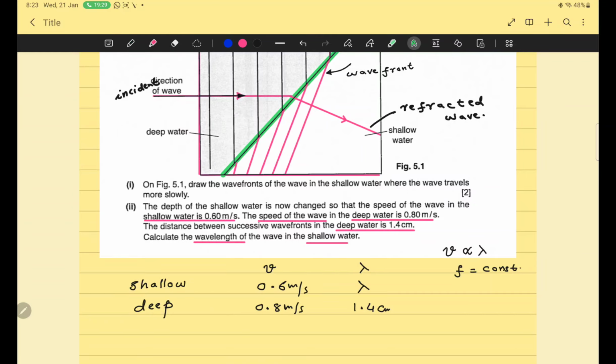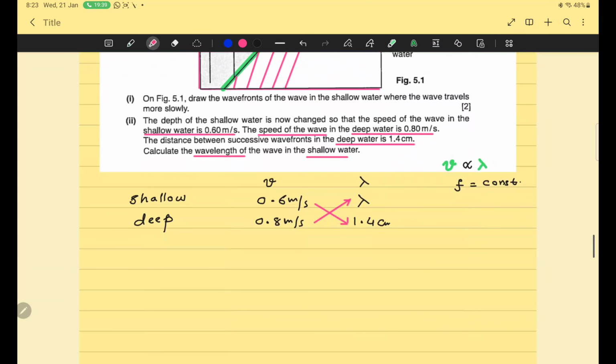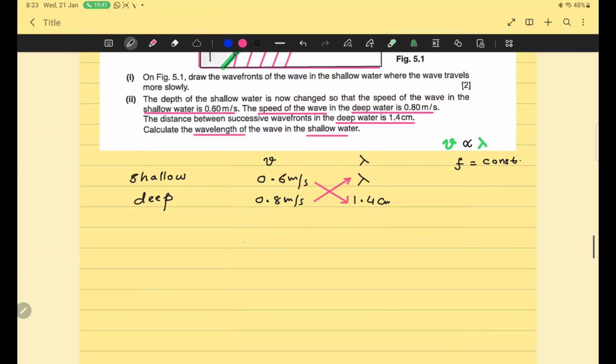And remember, if the two quantities are directly proportional, then we can use cross multiplication. And in cross multiplication, you do not need to convert units.